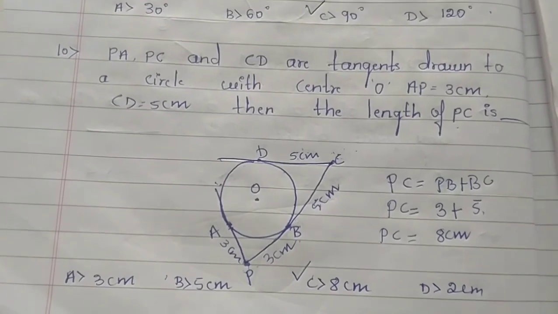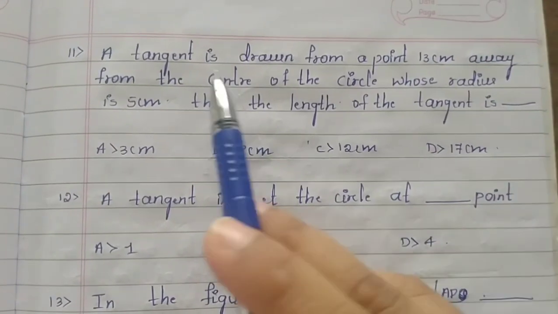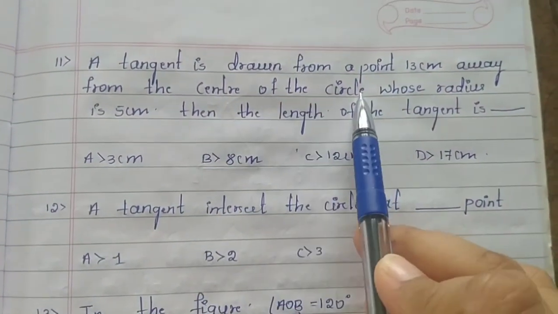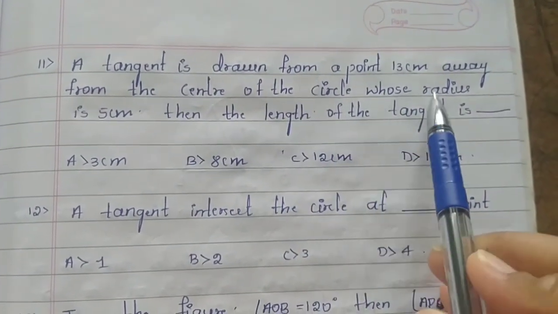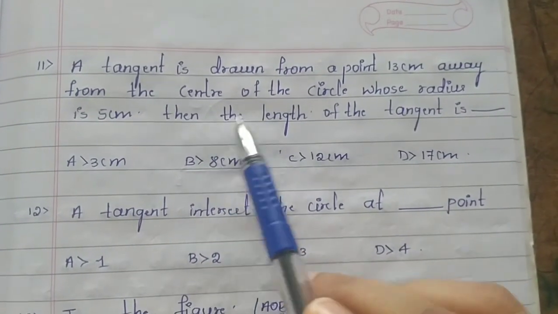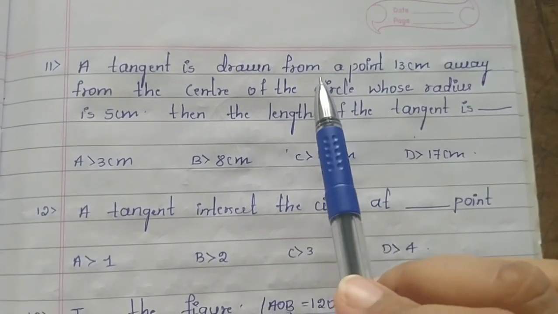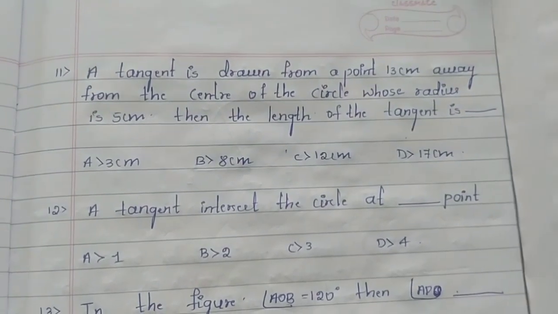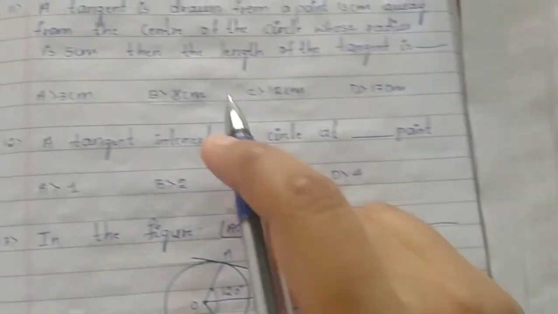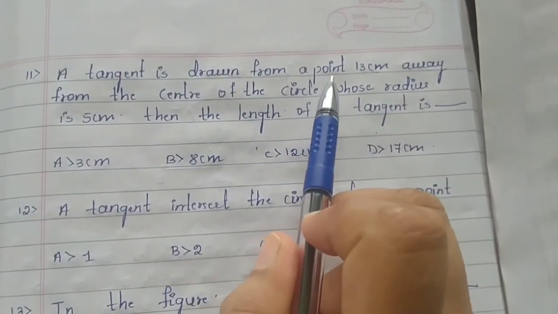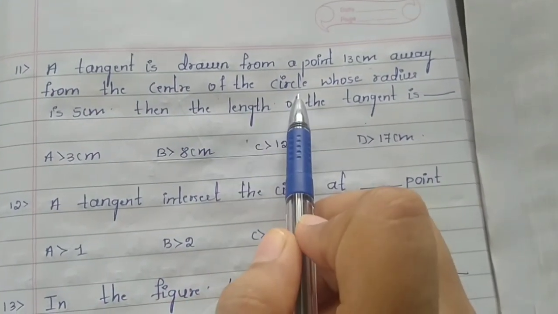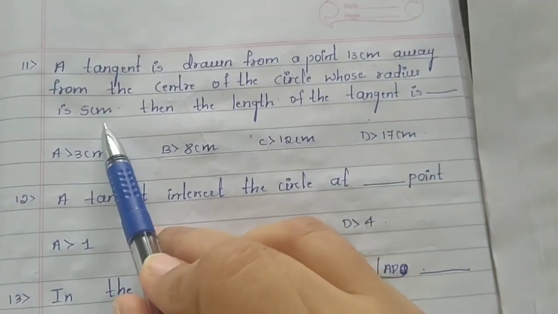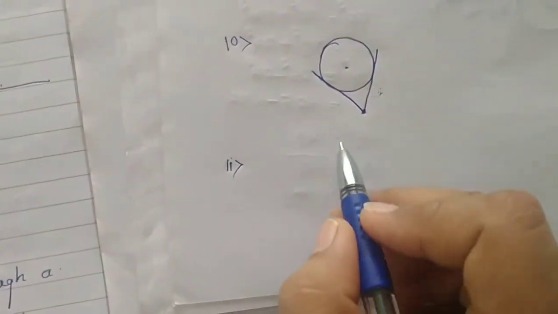So now we'll move on to the next question. A tangent is drawn from a point 13 centimeter away from the center of the circle whose radius is 5 centimeter. Then the length of the tangent is what? Okay, a similar problem we have solved already. The 11th one, what they have given in the question: a tangent is drawn from a point 13 centimeter away from the center of the circle whose radius is 5 centimeter. Then you have to find the length of the tangent.